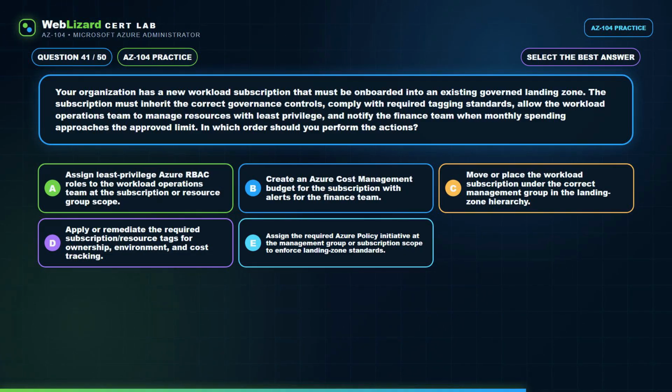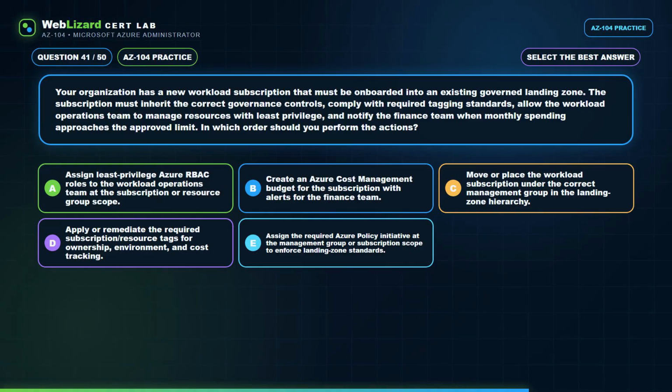Question 41. Build list. Your organization has a new workload subscription that must be onboarded into an existing governed landing zone. The subscription must inherit the correct governance controls, comply with required tagging standards, allow the workload operations team to manage resources with least privilege, and notify the finance team when monthly spending approaches the approved limit. In which order should you perform the actions?